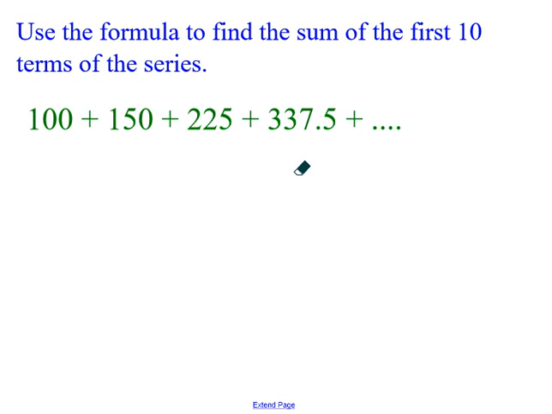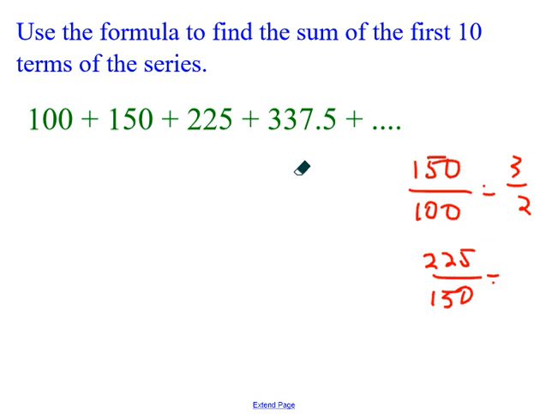So not arithmetic. Then I ask, is this geometric? If I want to find my ratio, I can always take a term and divide by the term before. 150 divided by 100 is 1.5 or 3 halves. And if I do 225 divided by 150, I should also get 3 halves, because this is 2 times 75 and 225 is 3 times 75. I could keep going and check, but I'm pretty confident that this is my r. Okay, so I need to fill in this formula.